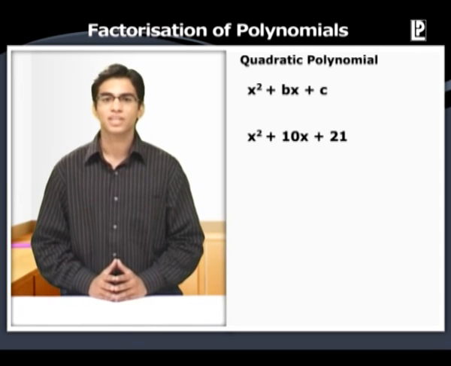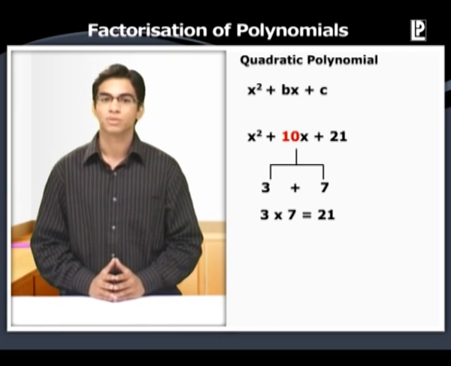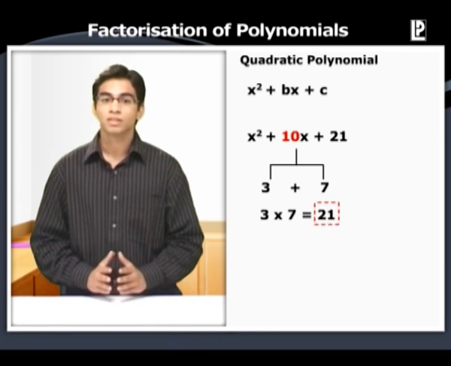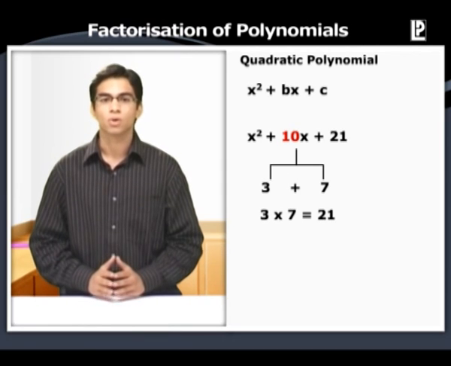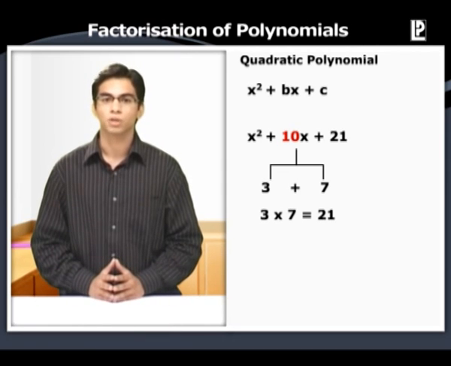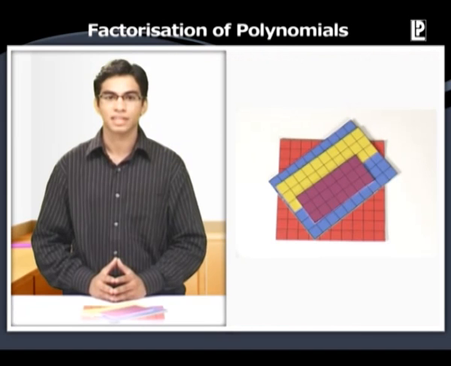To factorize the expression, we have to split the coefficient of x into two numbers which, when added, amount to 10 and when multiplied result in 21. The two numbers will obviously be 7 and 3. So, the expression when split would be x square plus 3x plus 7x plus 21. We will use 4 grids to verify the concept, that is, a grid for each term in the expression.